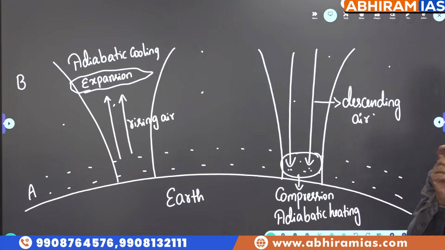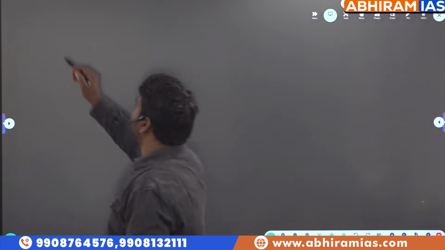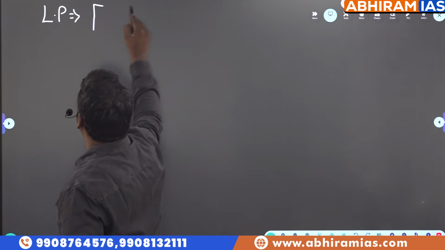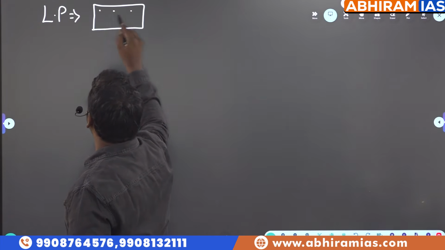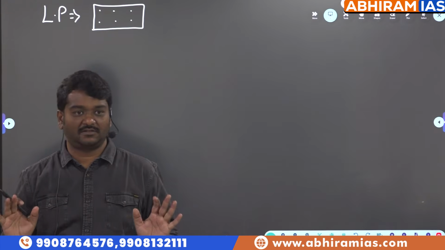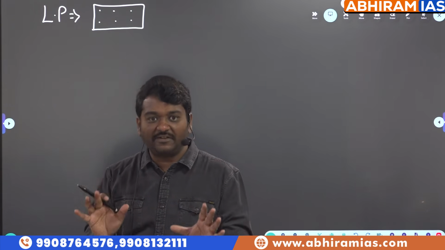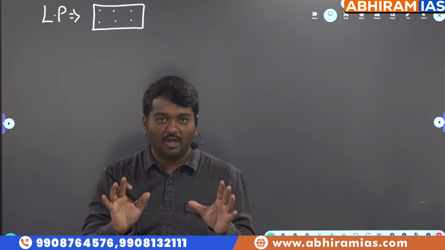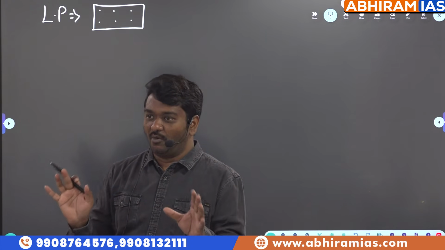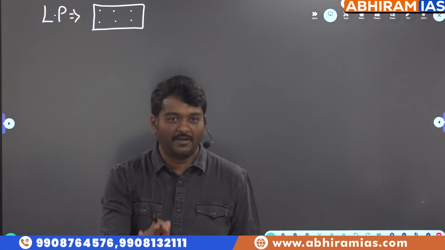Now on the basis of this, let's see what a low pressure area and a high pressure area are. These words are important. First, guys, understand a basic concept. Low pressure doesn't mean high temperature or low temperature. Low pressure means less number of particles. High pressure means more number of particles. Whatever situation leads to a low number of particles is called low pressure. Whatever situation leads to more number of particles is called high pressure.